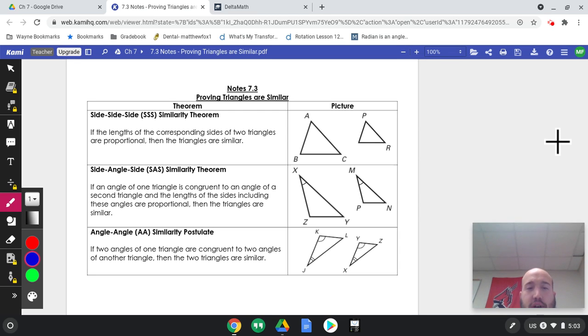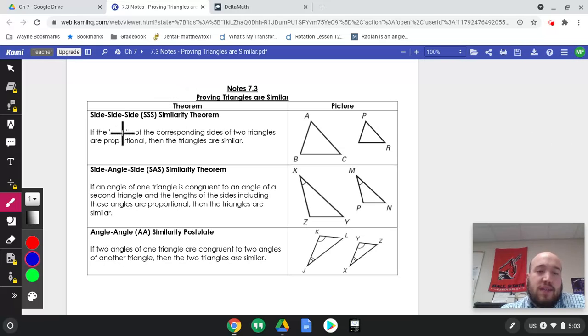All right, good morning, and today we are going to talk about how we can prove that triangles are similar. So we have three different ways. The first one, the side-side-side similarity theorem. This is when we can prove that three of the sides are proportional. Last semester you learned about the side-side-side congruence theorem. That was when we showed the triangles were congruent. Now the sides don't have to be the same, but they have to be proportional.